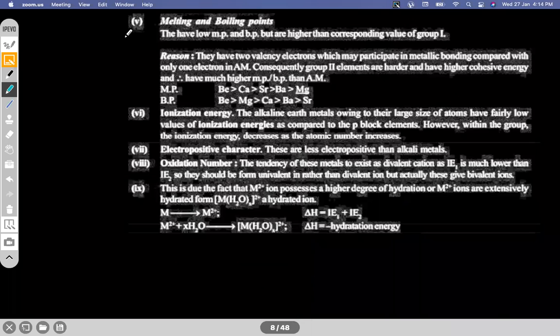Okay, melting and boiling point. The boiling point of these elements is low, the melting point is also low. But if you compare the boiling point and melting point with the first group, that is alkali metals, it is more than that. Reason is what? They have two valence electrons, which may participate in metallic bonding, and in alkali metals we have only one. Hence, group two elements are harder and have higher cohesive energy and have much higher melting and boiling points than alkali metals.